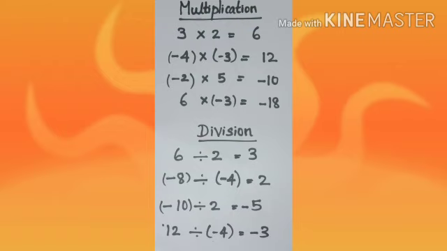Then next, minus 8 divided by minus 4. Both the numbers are negative. If you divide two negative numbers, we will get a positive number. The third one is minus 10 divided by 2. If we divide one negative number by a positive number, we will get the result in negative. And the last one is 12 divided by minus 4, which is equal to minus 3.